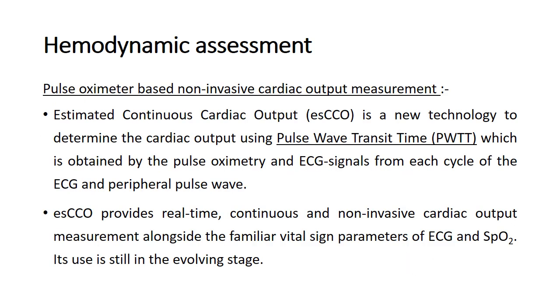Another thing we can assess on the basis of pulse oximetry is the cardiac output, which is a non-invasive method of measuring estimated continuous cardiac output. It is a new technology which determines the cardiac output by using the pulse wave transit time, which is obtained from the pulse oximetry and ECG signals from each cycle of the ECG and peripheral pulse wave. It is a real-time, continuous and non-invasive method of cardiac output measurement.